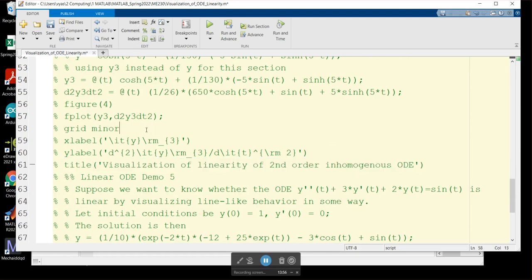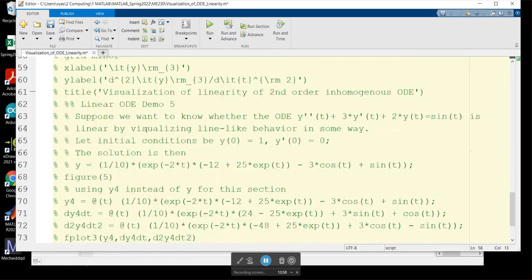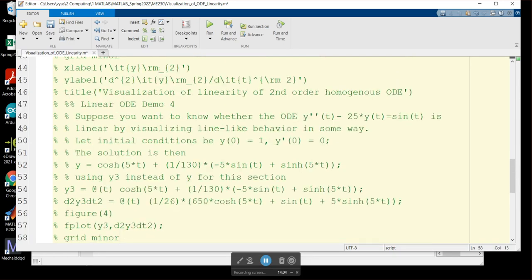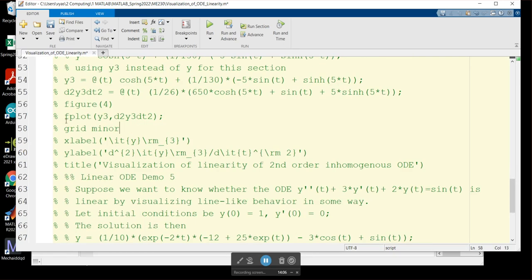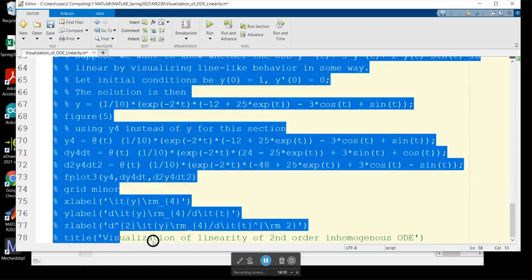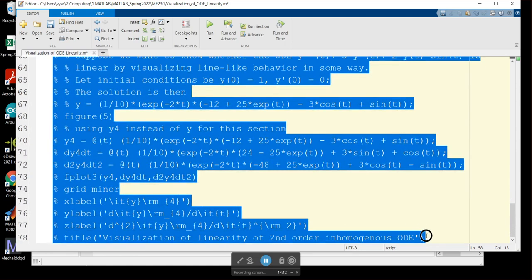So then I should be able to show that if I have y prime and y double prime, I should be able to plot it on 3 axes. And then I should be able to show that when plotted on 3 axes, I should get a line in 3 dimensions.